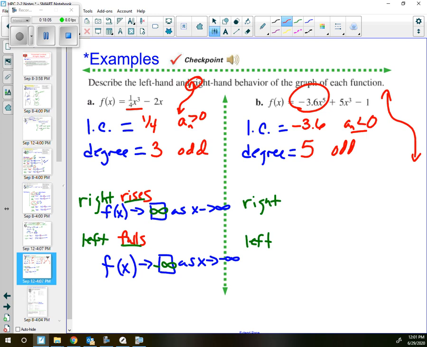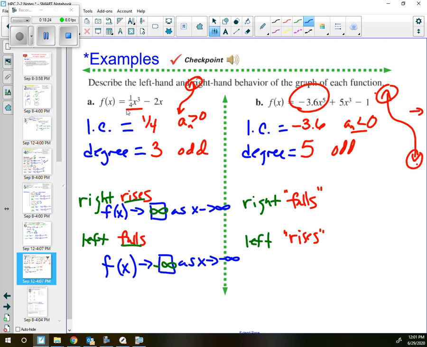Now again, it may do some other weird stuff in the middle because of these other terms, but the ends of the graph are definitely going to do that. So what is it doing on the right? So as we go this direction, well, it's going down, it's falling. So the right end falls. What does the left end do? Well, it rises. So remember, they're going to go in opposite directions, always, if it's an odd power.